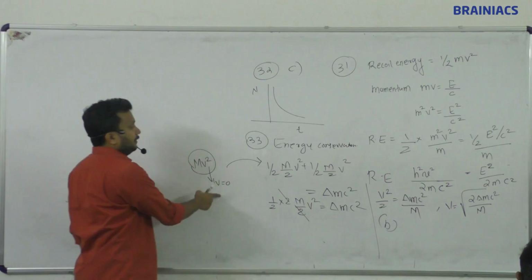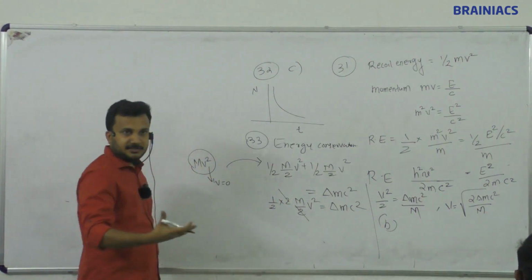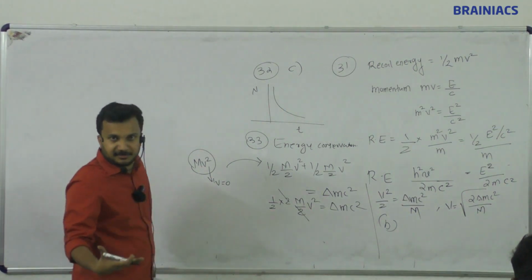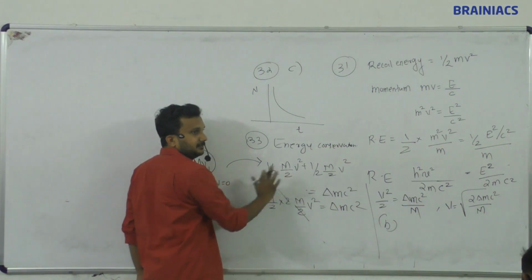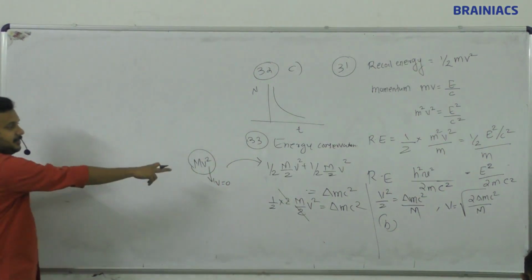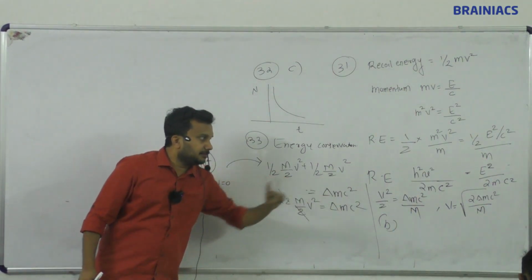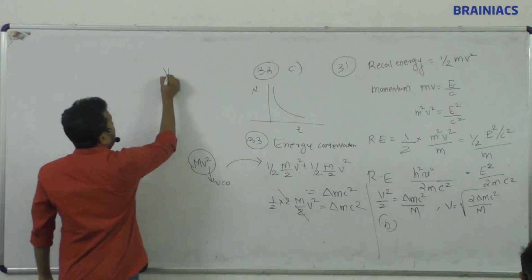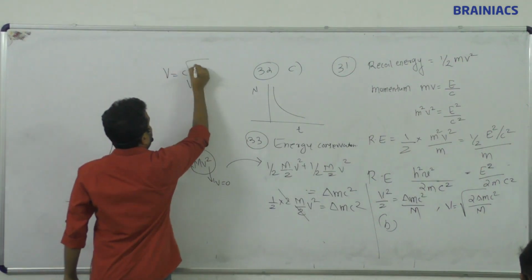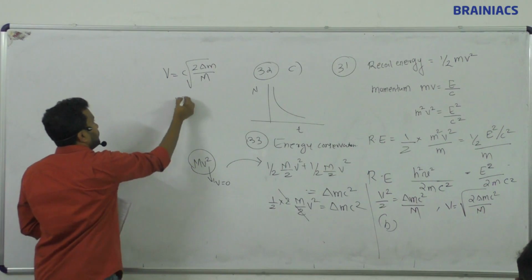This is the parent nuclei, at rest. These two daughter nuclei are moving. The daughter nuclei got kinetic energy from where? The mass defect. That is why this is equated to the mass defect. Then the value of v is root of 2 delta m c square divided by M. Taking c outside the square root, what we get is v equals c into root of 2 delta m divided by capital M. This is option B.